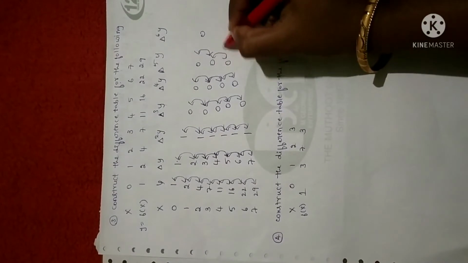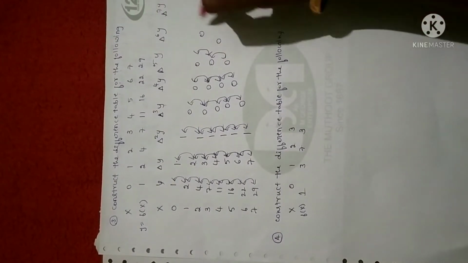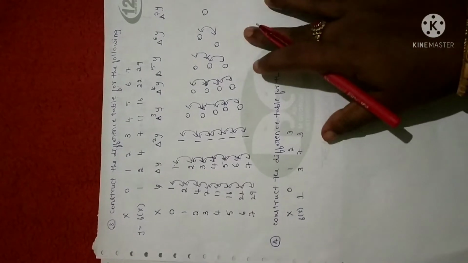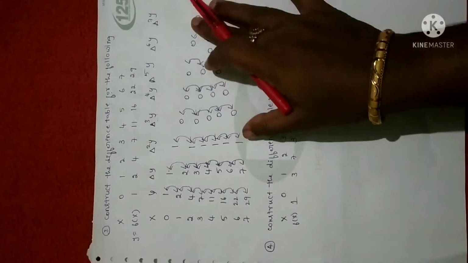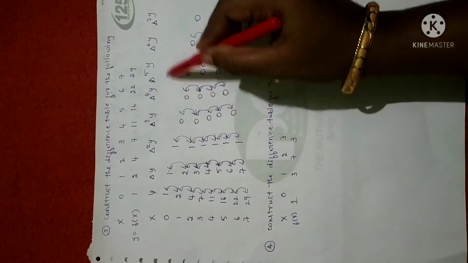Again 0 minus 0 is 0. Next, seventh difference. Up to seventh difference you are going to write. You are going to get this for this particular problem. Anyhow, it is enough to write up to third difference. So either you can represent up to here or you can represent up to here. So you will get marks for both.